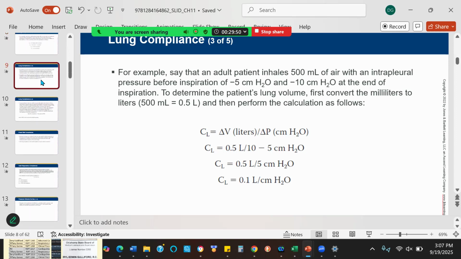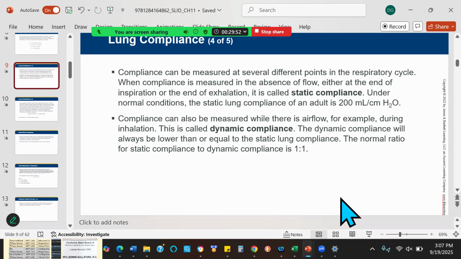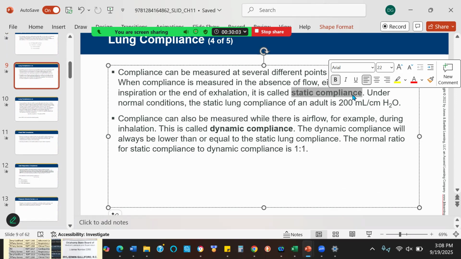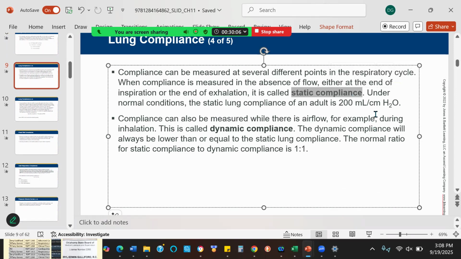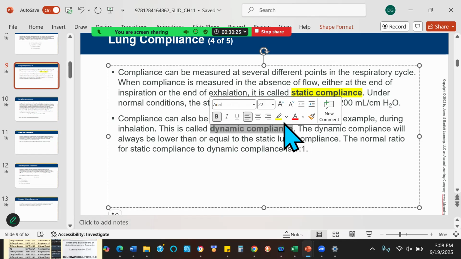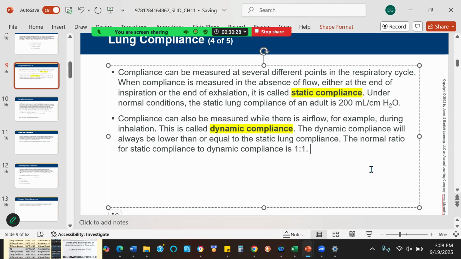Static compliance. Often static compliance is about 200 milliliters per centimeter of water. It is the compliance level using the plateau pressure, which is a static pressure while air is not moving. Have the patient inhale, and then you trap the air in the patient's lungs and measure the pressure. That's called the plateau pressure and is used to calculate static compliance. Dynamic compliance is different because then we're using the peak inspiratory pressure, and the normal ratio for static compliance to dynamic compliance is 1:1.